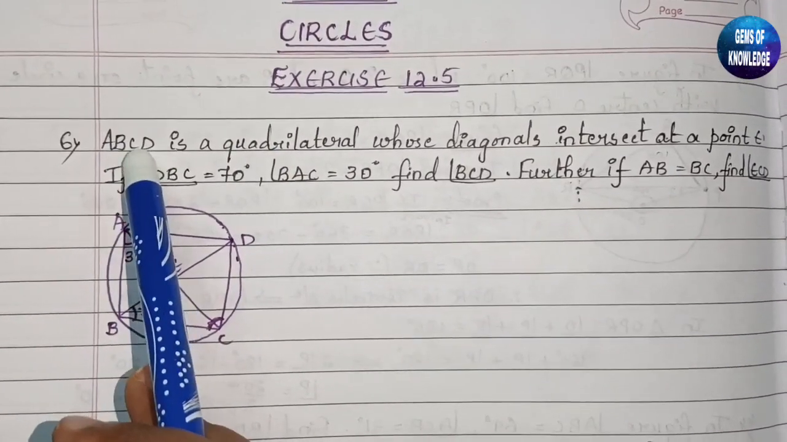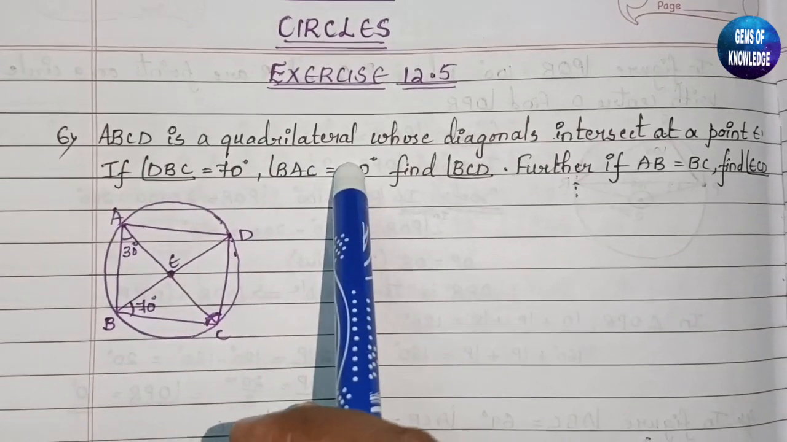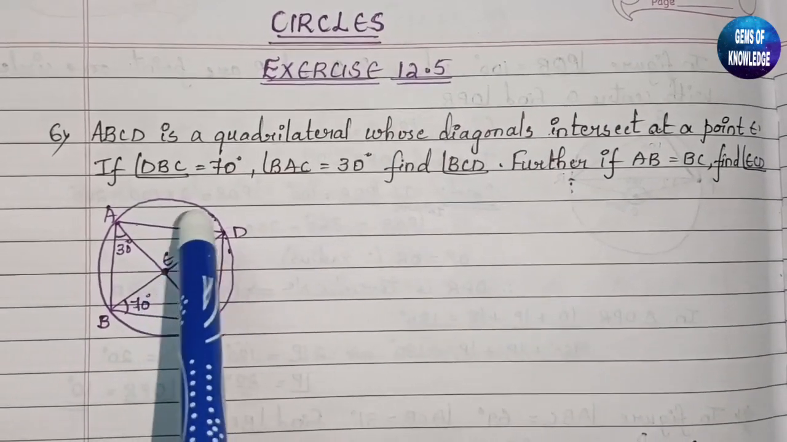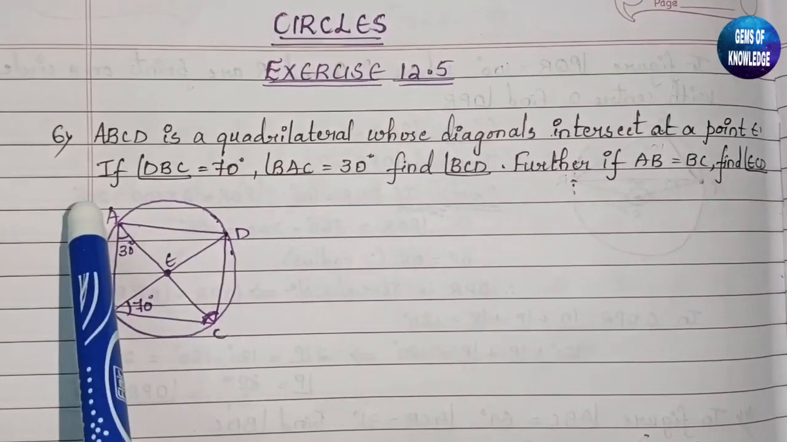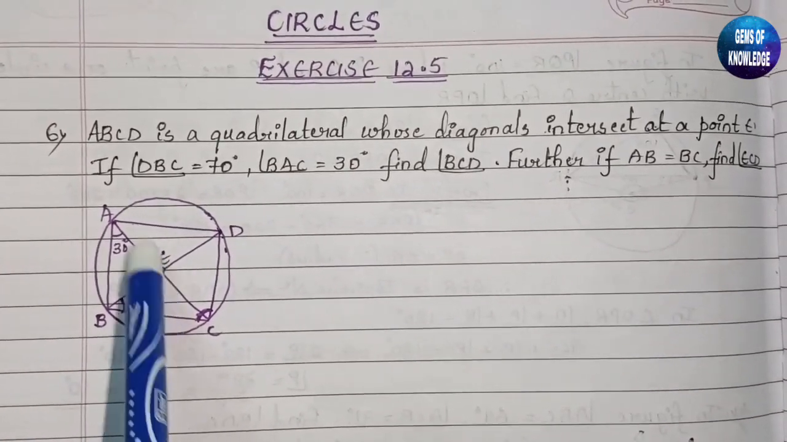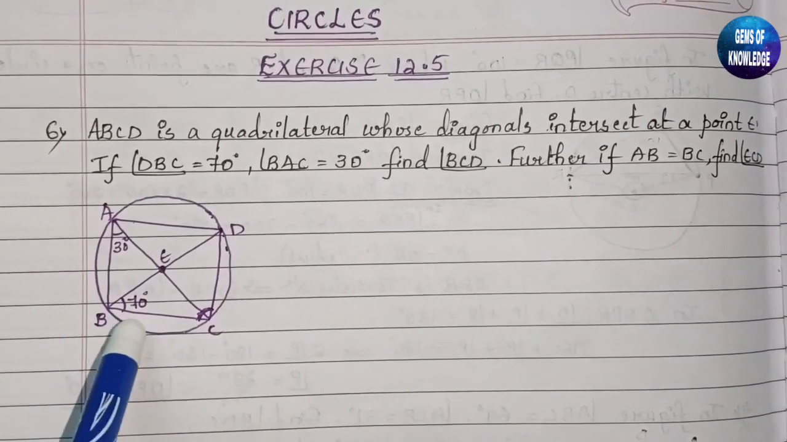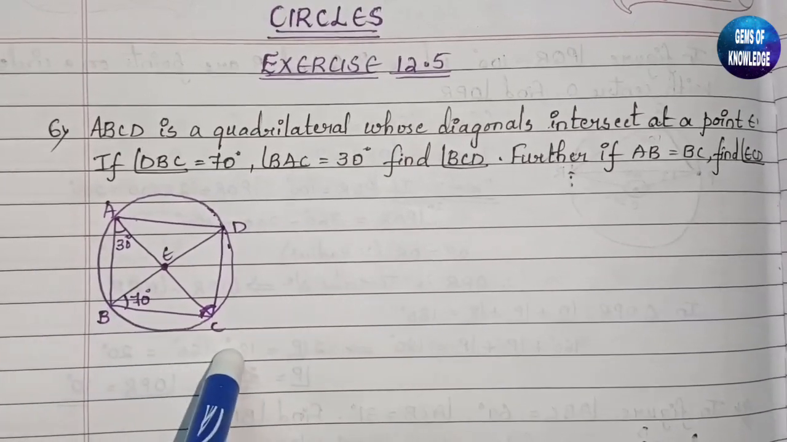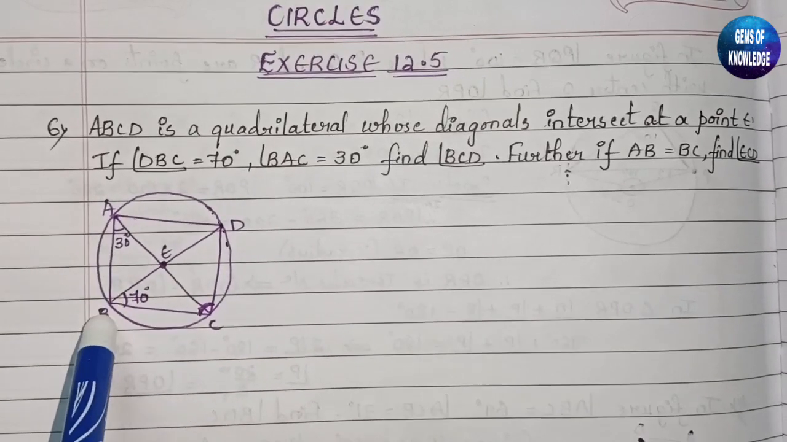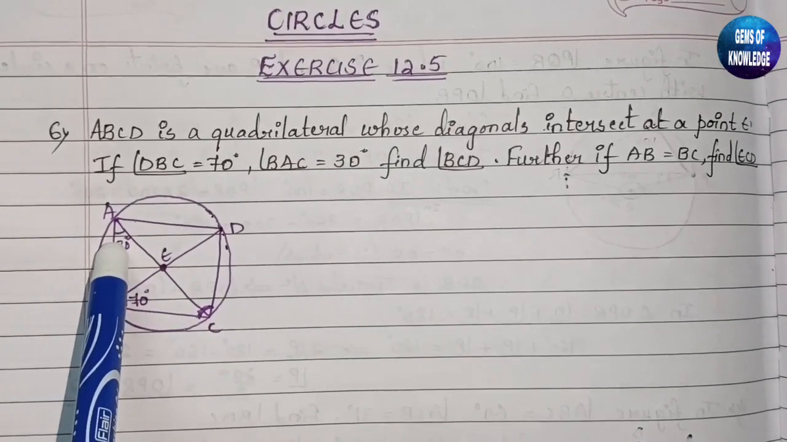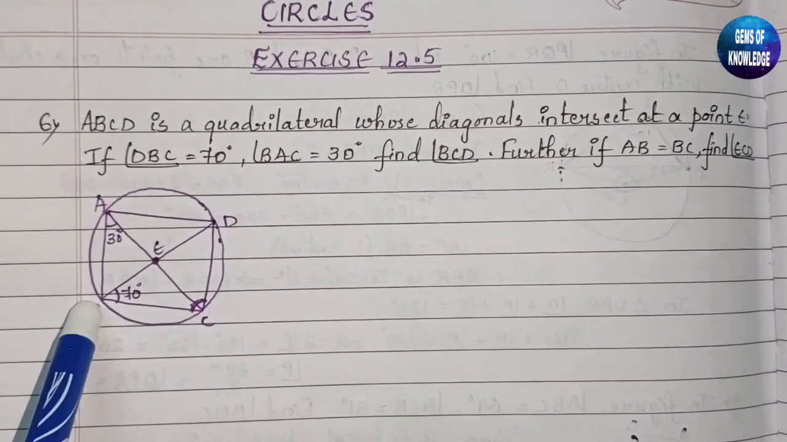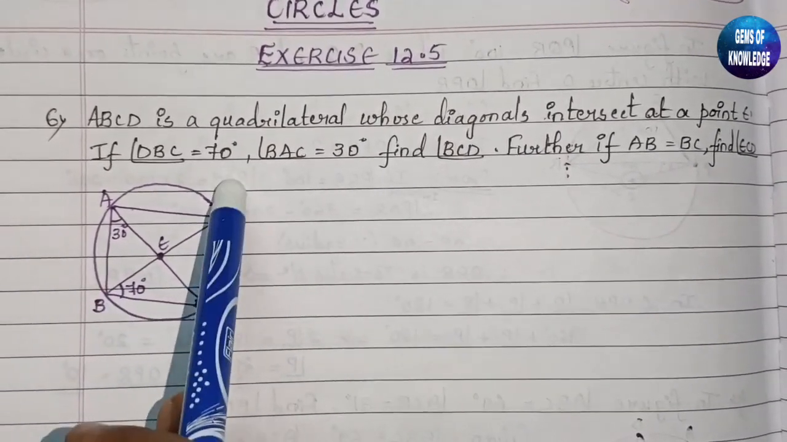So here the next question you can see: ABCD is a quadrilateral whose diagonals intersect at a point E. These are the two diagonals which are intersecting at point E. If DBC is equal to 70 degrees, you can see this angle is 70 degrees, and BAC, this angle, is 30 degrees. Find BCD. This is the first question. You need to find this whole angle BCD.